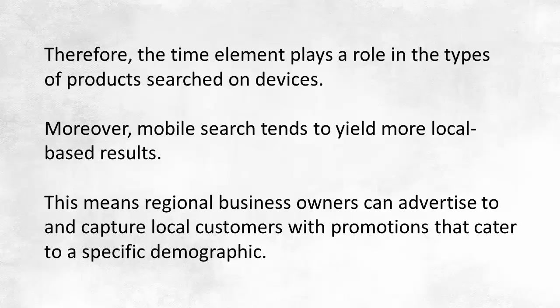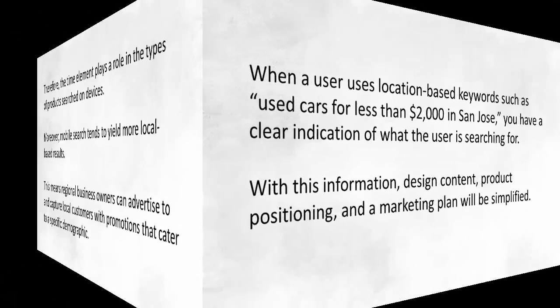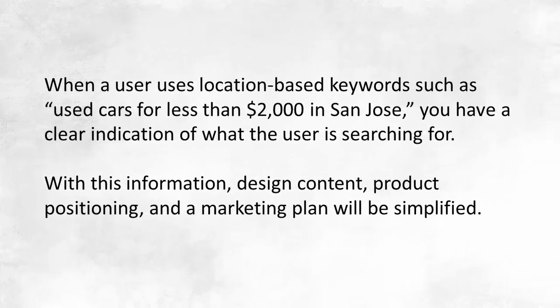Therefore, the time element plays a role in the types of products searched on devices. Moreover, mobile search tends to yield more local-based results. This means regional business owners can advertise to and capture local customers with promotions that cater to a specific demographic. When a user uses location-based keywords such as "used cars for less than $2,000 in San Jose," you have a clear indication of what the user is searching for. With this information, design content, product positioning, and a marketing plan will be simplified.